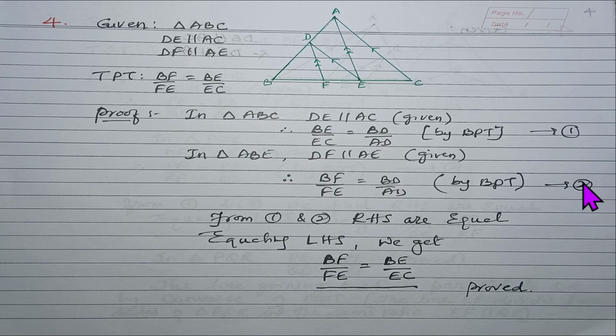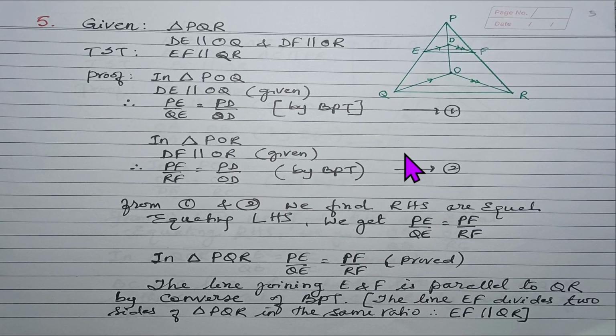Now comparing 1 and 2, we find that BD upon AD is equal. That means the RHS is equal, so we can equate the LHS. When we equate the LHS, we get BF upon FE is equal to BE upon EC, and that is what we wanted to prove. So that is how we prove it, again by applying BPT. Here we have to just find the triangles, then see whether BPT is applicable, then find the two ratios which are equal and equate the other two ratios. That is so simple, but we have to logically understand and solve them.